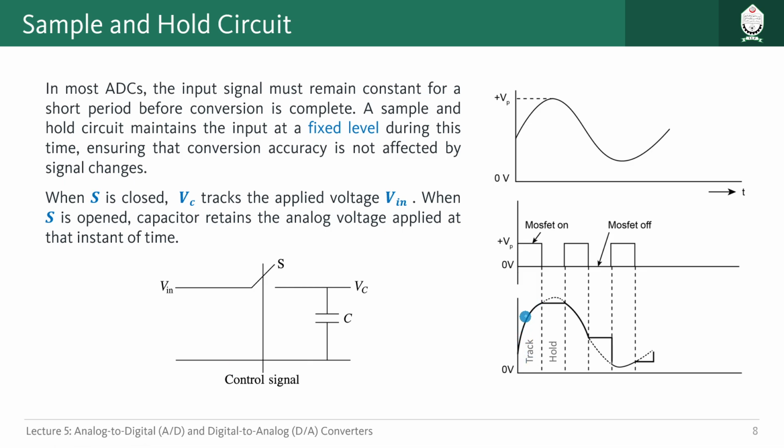Here you can see, in this initial portion, the output signal is exactly following the input signal. Then at this portion, we try to sample our original signal, and after that, for some finite duration, we hold that value through a capacitor or something, so that in this particular duration we can complete our overall analog to digital conversion process, right?